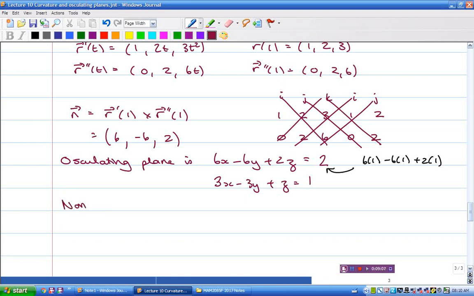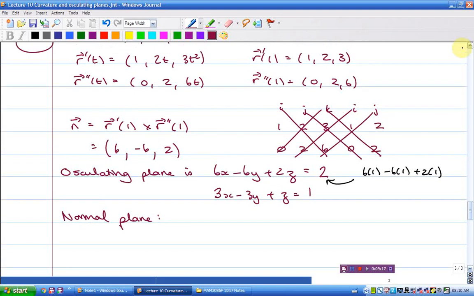Normal plane. Okay, the normal plane is easier, no calculation required. The normal to the normal plane is just r dash, and that's, what is it, (1, 2, 3). So 1x plus 2y plus 3z equals what? Equals whatever it needs to be equal to so that the point (1, 1, 1) satisfies it. 1 plus 2 plus 3, 6. Once again, how did I get that 6? 1 times 1 plus 2 times 1 plus 3 times 1. Easy, right? You try number 53.